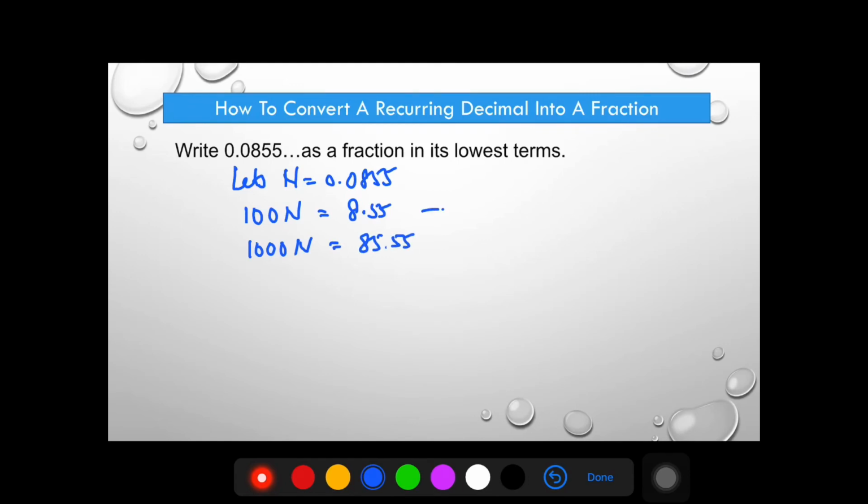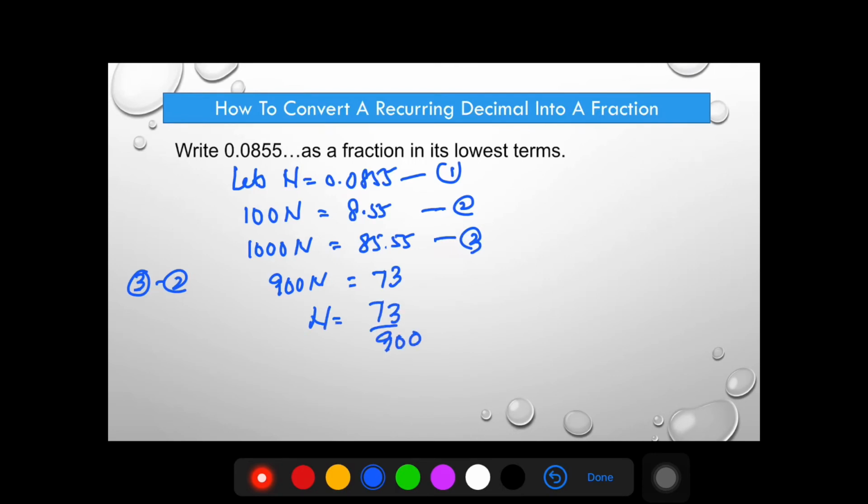Remember, I want to make it become an integer after the two equations have been deducted. So now we have equation 3 minus equation number 2, where 1000n minus 100n gives 900n, and 85.55 minus 8.55 gives 77. Wait, I have 73. So n equals 73 over 900. This is already in the simplest form.